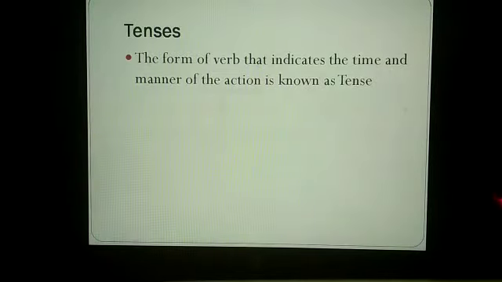In this video, we are going to do present tense. First, I am telling you how many tenses we have. First, what are tenses? The form of verb that indicates the time and manner of the action is known as tense. This is the definition of tenses. The form of verb that indicates the time and manner of the action is known as tense.